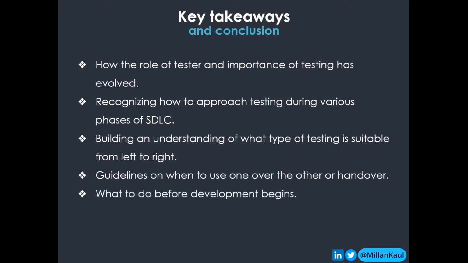And we discussed what to do before development begins. Last one, when you should and shouldn't automate. This was not explicitly called out on any of the slides, but if you go back and think about it, things such as A/B testing, exploratory testing, accessibility testing with a real user, you can't automate them, but they are necessary. So these are my key takeaways and the conclusion.